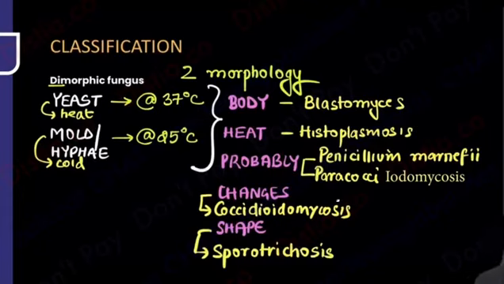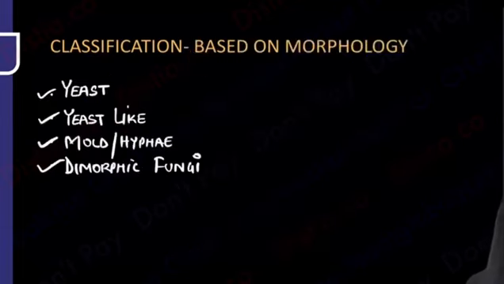When I say body heat probably changes shape, B is going to be for blastomyces, H for histoplasmosis, P for two things, Penicillium marneffei and paracoccidioidomycosis, C for coccidioidomycosis, and S is going to be for sporotrichosis. Now, having said that, this is body heat probably changes shape, an easy to learn mnemonic because I'm talking about different temperatures. So the mnemonic is in hand with it. Okay, coming all the way back, that finishes off the classification for us. We have yeast, then we have yeast-like, then we have mold, and then we have dimorphic.